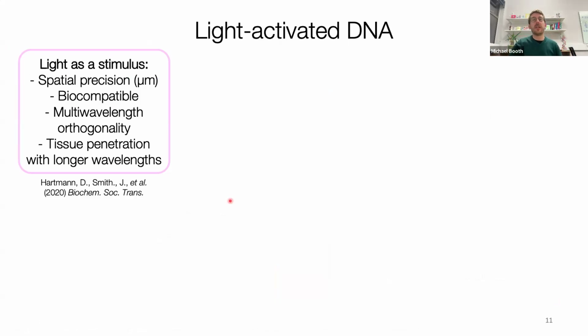So light's really cool because you get amazing spatial precision, biocompatible. Also, you get this idea of multiple wavelength orthogonality, which basically just means that you've got different colors, so you can activate different things with different colors. I mean, no one had shown that until we showed it, but it's a really cool thing. Tissue penetration isn't great with light, but with longer wavelengths, you can start to think about that, and that's something we're working on.